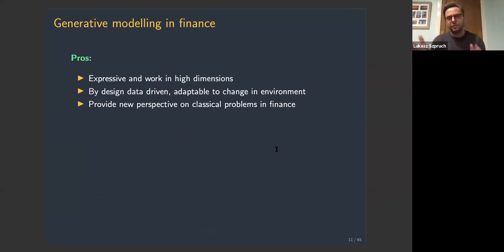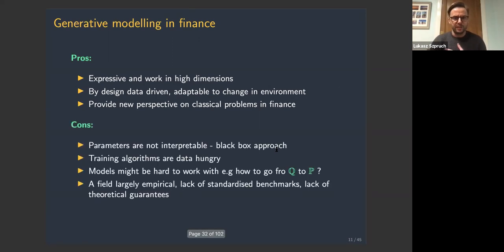And advantages of using generative models with neural networks is that they work really well in high dimensions, are purely data-driven, and provide an interesting perspective on many problems in finance. Disadvantage: we lose interpretability because we work with hugely overparameterized models. Training might be data hungry. Models might be a bit challenging to work with because they look completely different, I'm talking about those based on neural networks, than what we are used to. So for example, it's not clear how I can go from the risk-neutral measure to the real world measure.